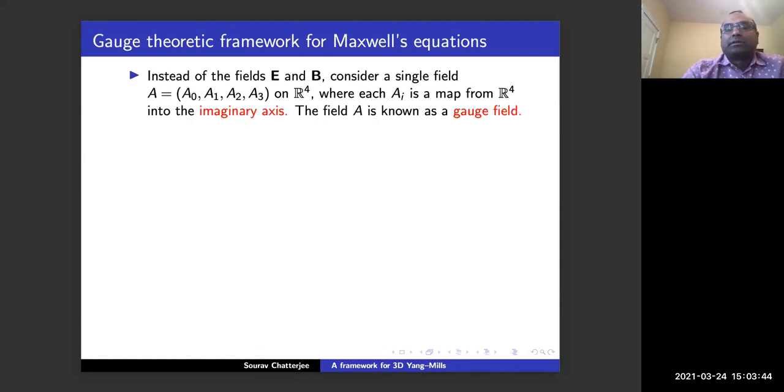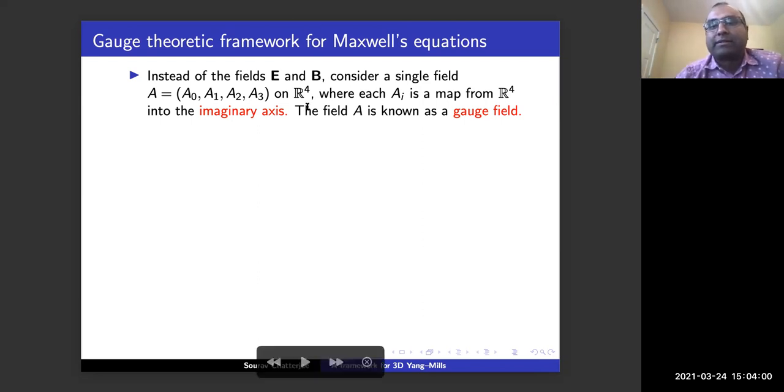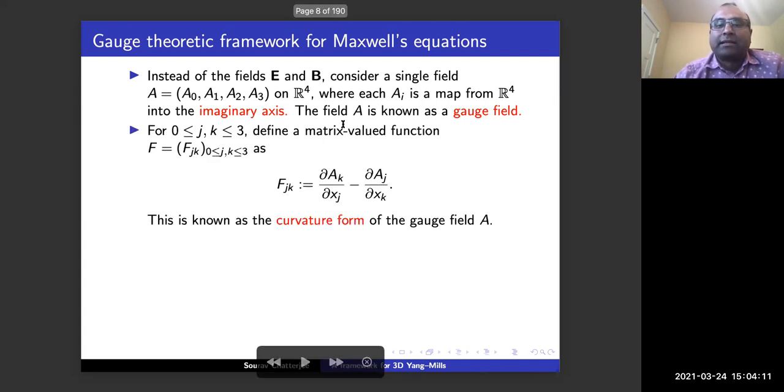Now, they look kind of strange, so let's put it in a different framework. Instead of the electric field and the magnetic field, consider a single field on space-time. Now you have a four-vector at each point in space that's evolving in time. These A_j are not real numbers, these are imaginary numbers. Anyway, it's the same thing. This field A is known as a gauge field.